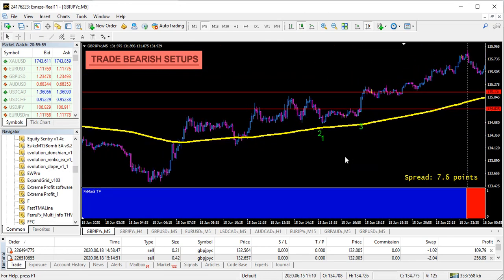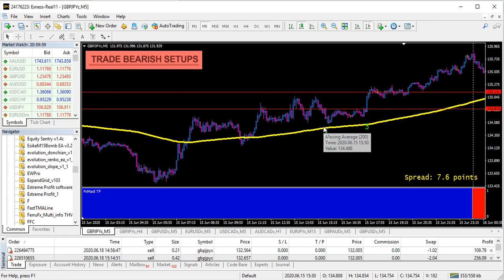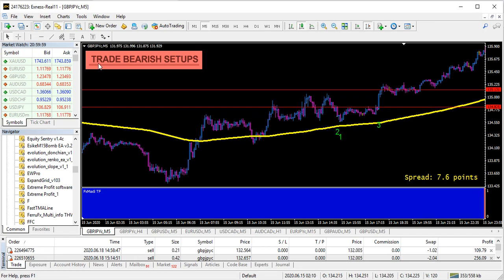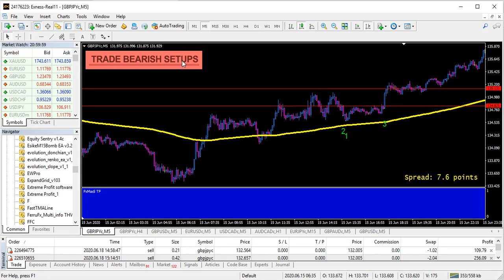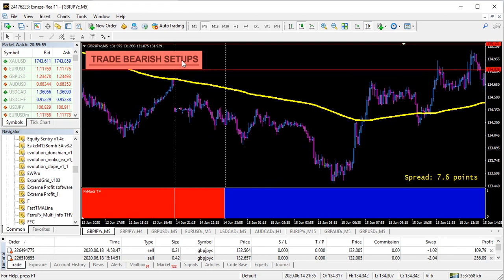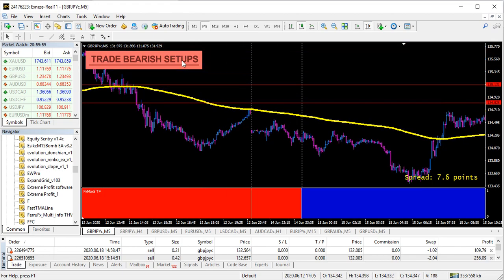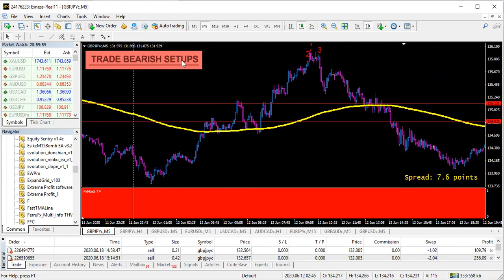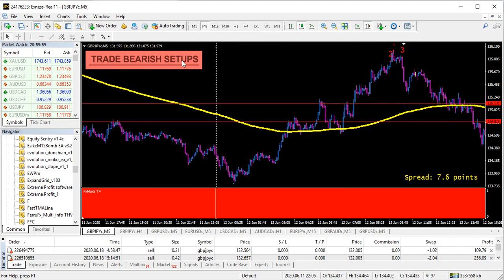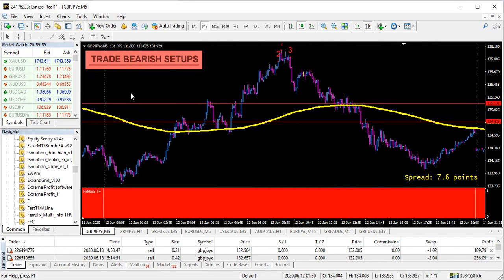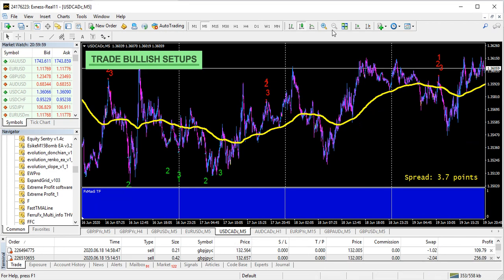Now for buy entries, let's see. This would have been a good buy entry, but price did not touch the 200 moving average. At this point, this indicator would be saying trade bullish setup, because the present trend is bearish, that's why it's still showing that. I think this is a good one. At this point, it should be showing trade bearish, then you enter here, and that's the trade. Let's look for one that has a bullish setup.